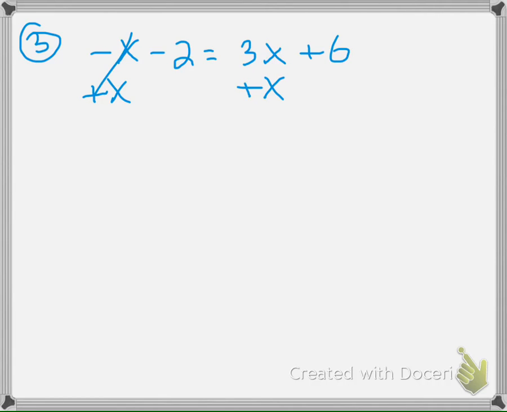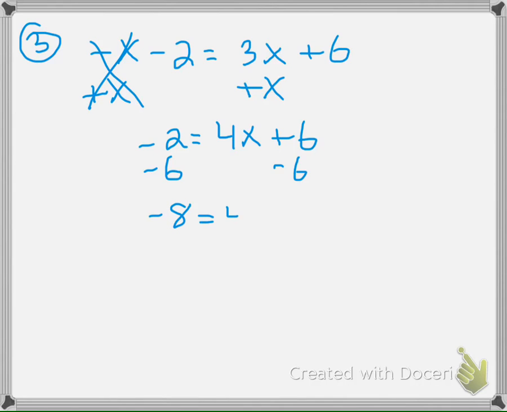So these go away. I'm left with negative 2 equals 4x plus 6, because 3x plus 1x is 4x. And now it's just like the two-step problems. I'm going to subtract 6 on both sides. Negative 2 plus 6 is negative 8 equals 4x. Divide by 4 on both sides to get x by itself. Negative 8 divided by 4 is negative 2 equals x.